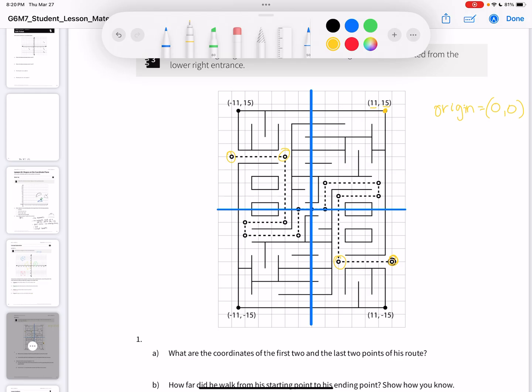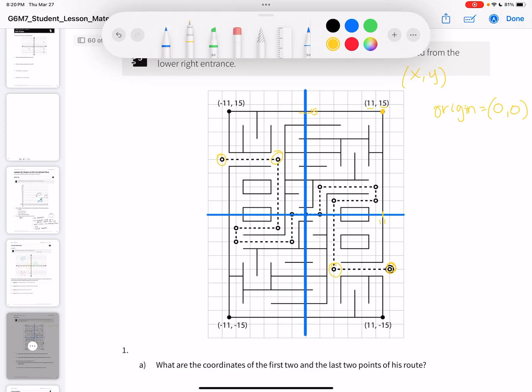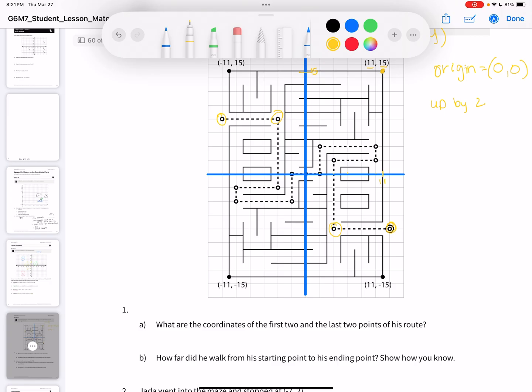So that means this right here is 11. And we know that this right here is 15. Okay, because x comes first, then y. X first, then y. All right, so how do I get to 11 there? Well, 1, 2, 3, 4, 5.5, that's not 11. So let's go by 2s. 2, 4, 6, 8, 10, and halfway through would be 11. So these go up by 2. All right, so knowing that, what are our coordinates for the first 2 and last 2 dots?